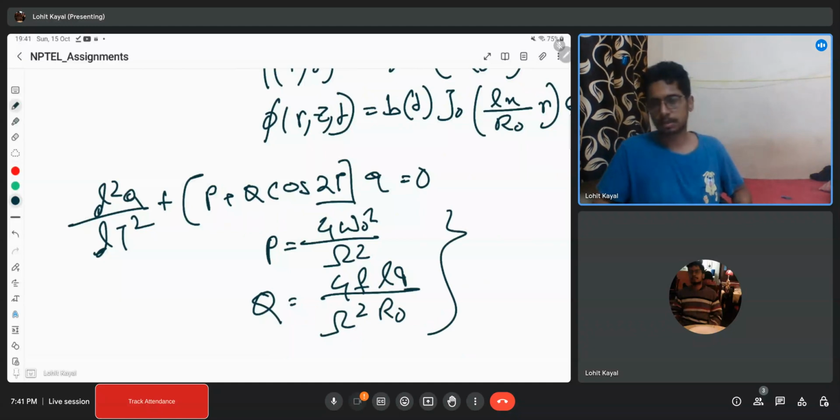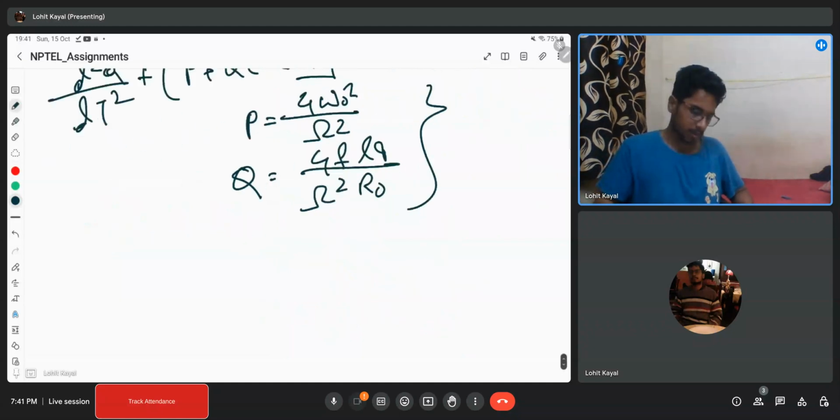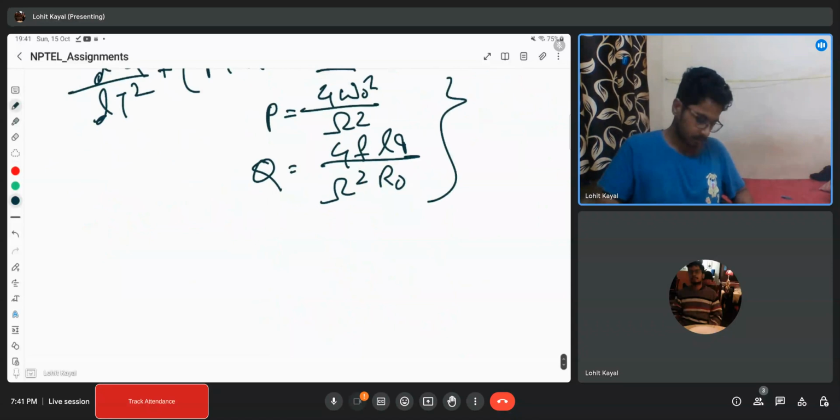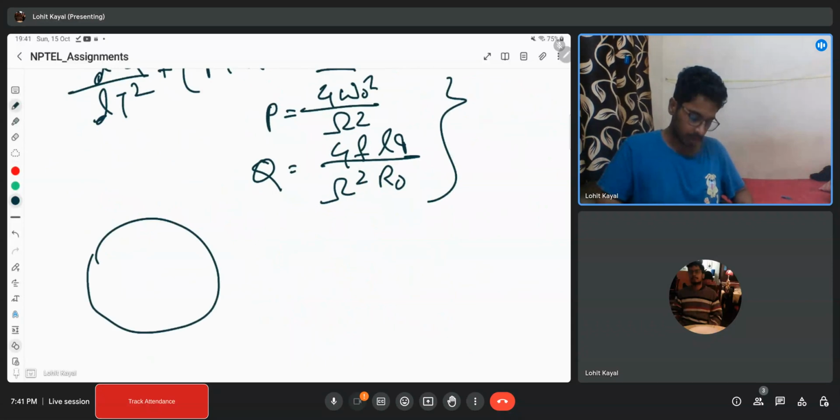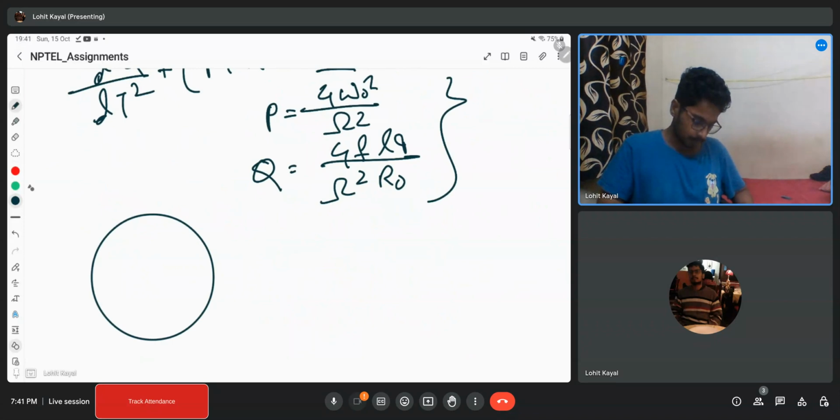So you can do this exercise for spherical geometry as well. For the sphere, you can also imagine the forcing has to be in the radial direction. The forcing has to be in the radial direction, in this direction. All right.